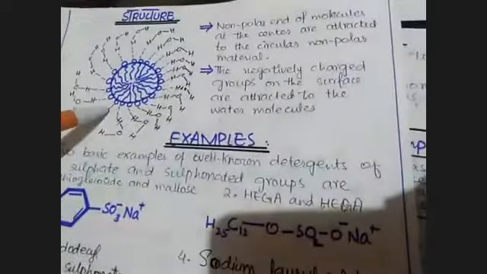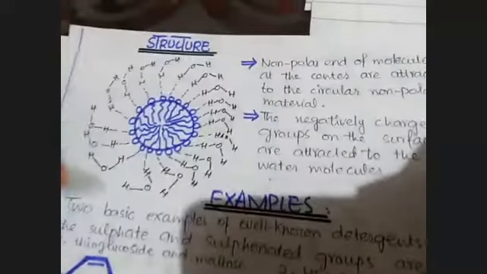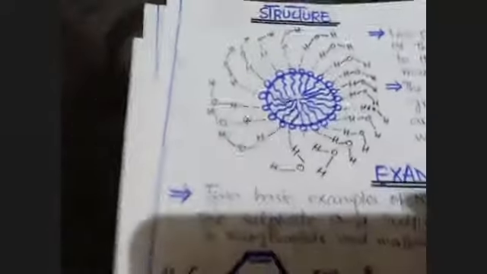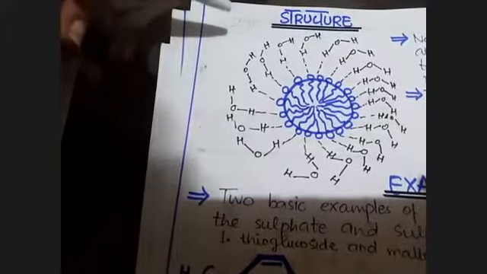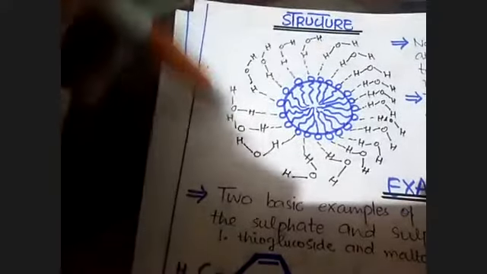So I'm moving towards the structure. There are so many types of structures, but to illustrate the micelle formation, I have drawn here. This is the water molecule, which is attracted by the short ionic part of the micelle, and inside it there is a trapped grease molecule. The non-polar ends of the molecules at the center are attracted to the grease. The negatively charged groups on the surface are attracted by the water molecules.